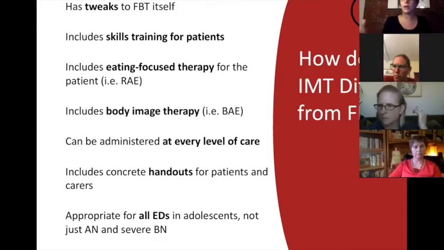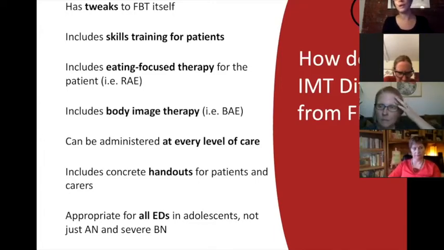We've also included skills training for patients, including individual therapy, which is also something else that's new. So we have an eating focused therapy called RAE, regular and appetitive eating, and body image therapy or BAE.